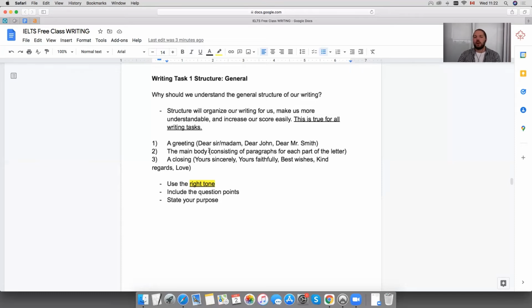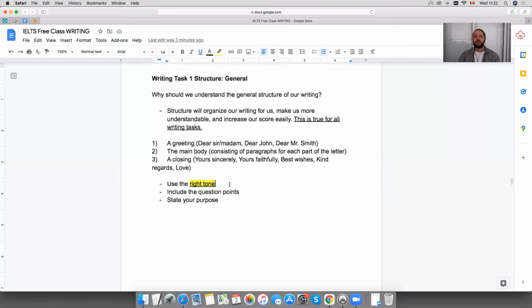We're going to have the main body. We're going to have paragraphs that explain the problem, the solution, whatever the question was asking us. And then finally, we're going to say goodbye. So part 3 is a closing. It could be anything with best wishes, yours sincerely, love you. It doesn't matter what your closing is, as long as it makes sense to the overall tone of the writing.